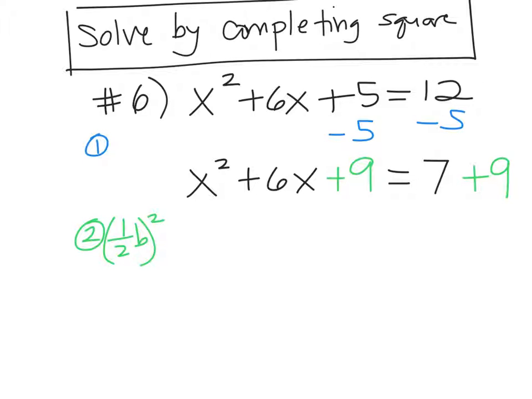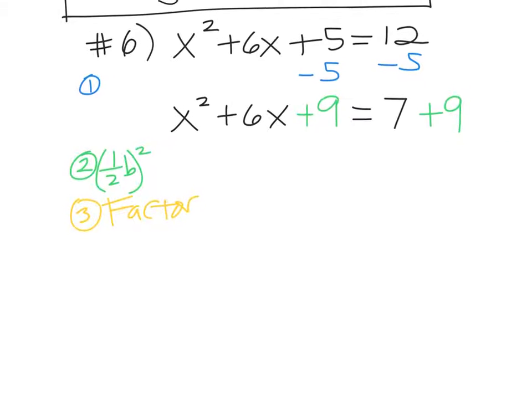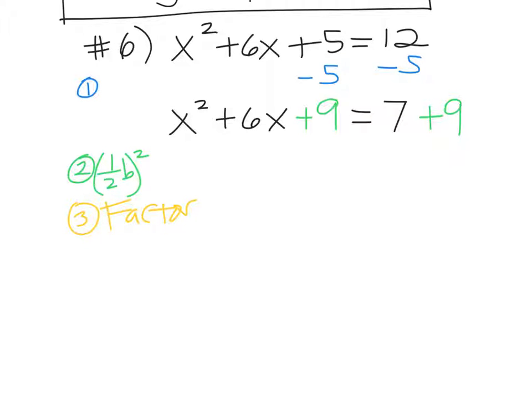Okay, so that's step 2. Step 3, let's go ahead and simplify that. Step 3 is to factor. So let's take this perfect square trinomial that we just created. We made a perfect square there, and we're going to put it in its factored form. So what is this thing factored? X plus 3 squared equals 16.